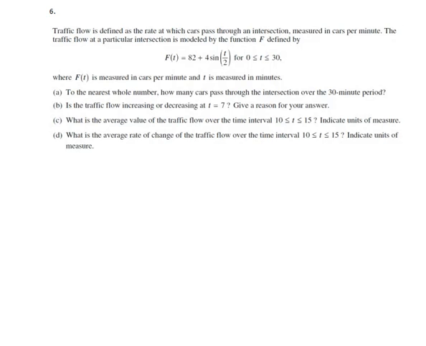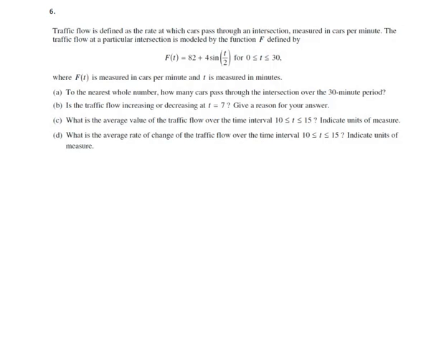In problem number 6, we have traffic flow defined as the rate at which cars pass through an intersection, measured in cars per minute. And the traffic flow at this particular intersection is modeled by the function capital F, defined by F(t) = 82 + 4 sin(t/2) for t between 0 and 30, where F(t) is measured in cars per minute and t is measured in minutes.